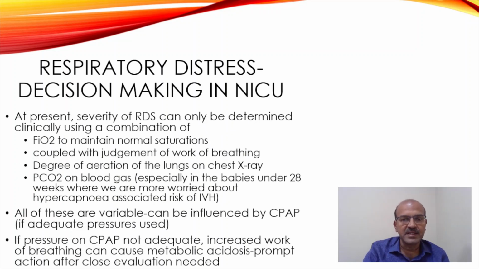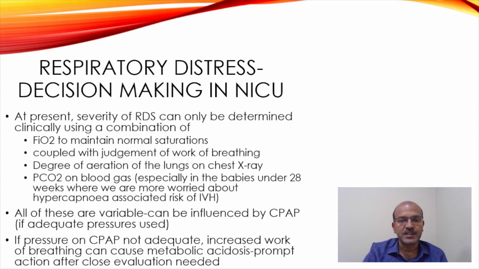The severity of RDS can only be determined clinically using a combination of the FiO2, which is the fraction of inspired oxygen that is needed to maintain normal saturation. This is coupled with a judgment of the work of breathing. Some babies are slightly tachypnic, they have grunting, but they are not recessing much, while the smaller premature babies recess. And the Downes and Silverman score of respiratory distress, you can refer to my earlier videos on these, could guide you on the assessment of severity of respiratory distress. It's not essential to score it.